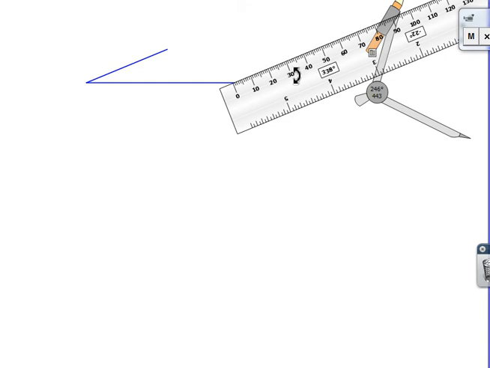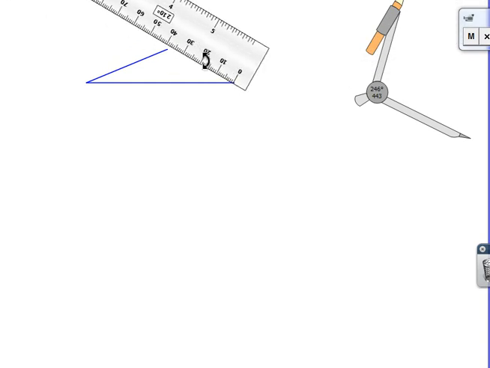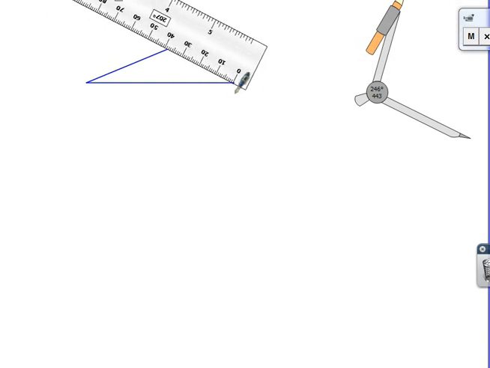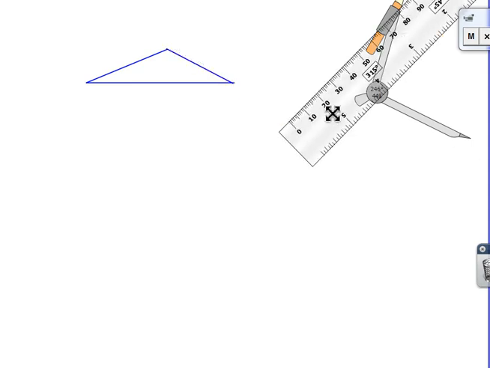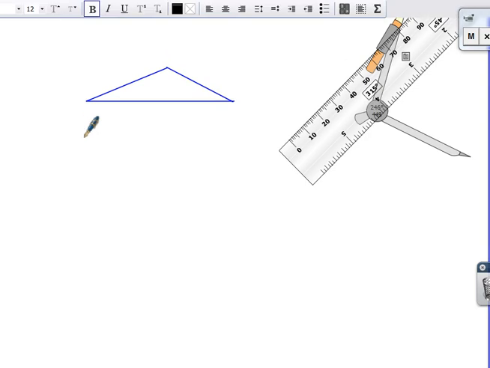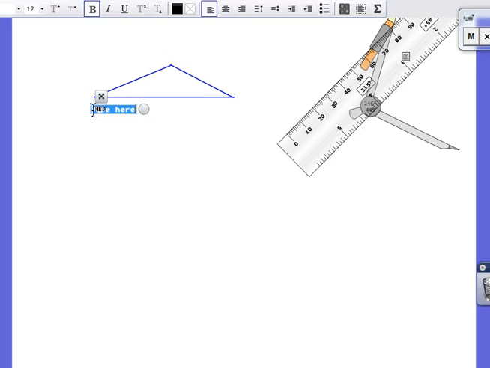Now, for those that are thinking about it, if you're doing ASA, then that means you're not copying one angle, you're copying two angles, and you're copying one side. Just for those that are curious about it. So we're going to call this C. We're going to call this B. And we're going to call this A. There we go.